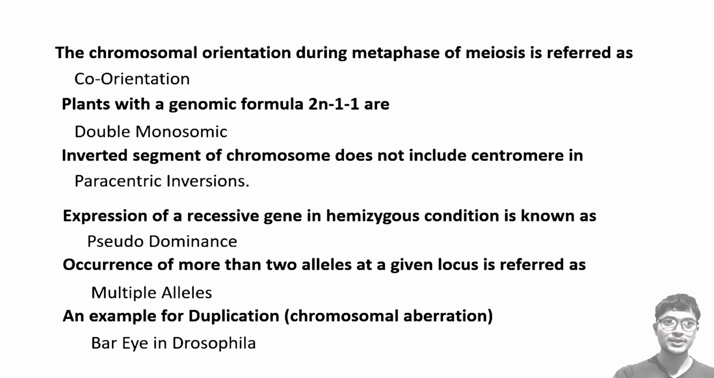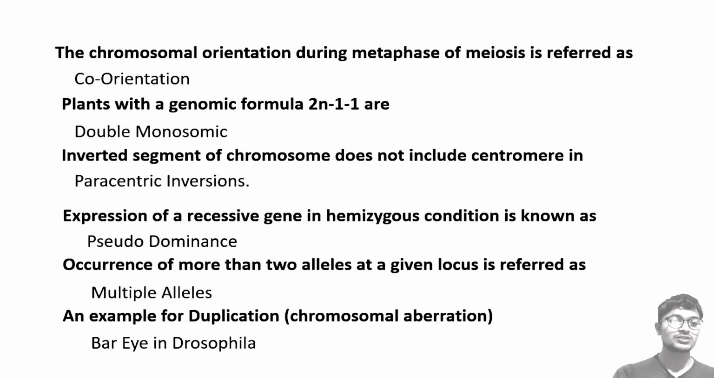Answer is pseudodominance. Clear? Next question. Occurrence of more than two alleles at a given locus is referred as? Answer is multiple alleles. Clear? Next question. An example for duplication chromosomal aberration? Answer is bar eyes in Drosophila. Clear? Now we are moving to next slide.